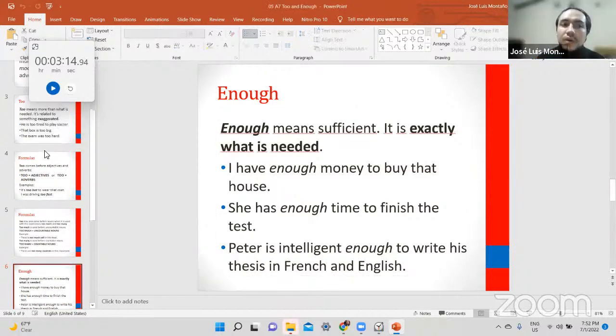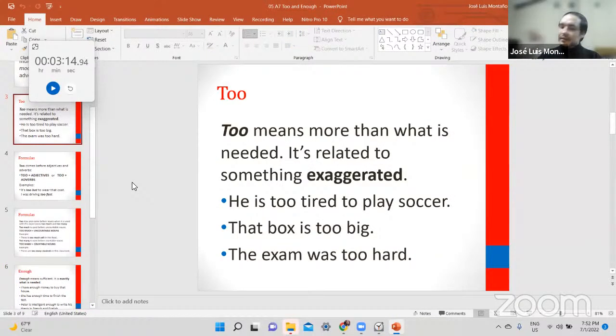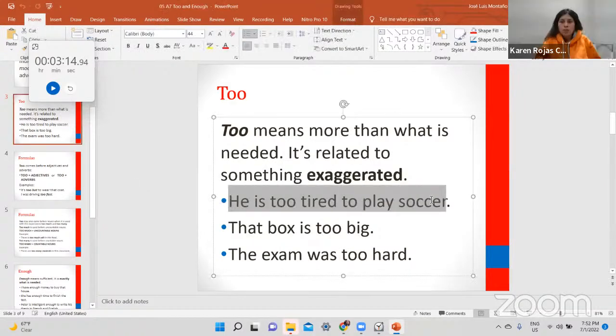Okay, good. So only to clear out, all right, with this logic, give me please one example using too plus infinitive, right? Like in the first example, this is the best example.